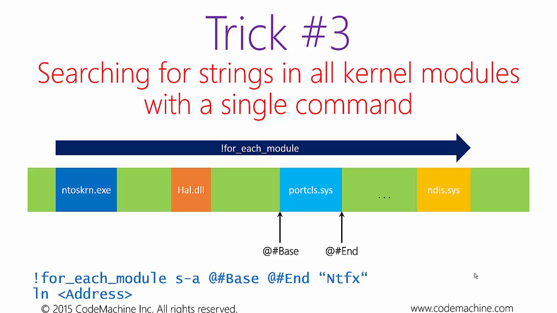WinDBG provides a couple of commands that can be combined together to achieve this goal. The !for_each_module command iterates through all the modules that are loaded on the system. The s -a command searches for the specified ASCII string through the given memory range. We combine the two commands to iterate through all the modules loaded in the kernel virtual address space and search for the pool tag Ntfx that we picked at random from the base to the end of every single module.